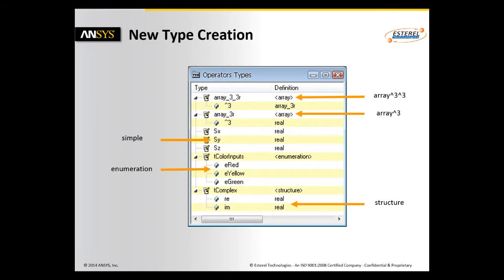Here is a summary of the kind of types that you can create. The simple types, SX, SY, SZ, are just a renaming of an existing type. Array 3R is an array of 3 reals. Array 3R is a 3x3 real matrix. T-color inputs is an enumeration with 3 options. T-complex is a structure with 2 elements, each one a real.